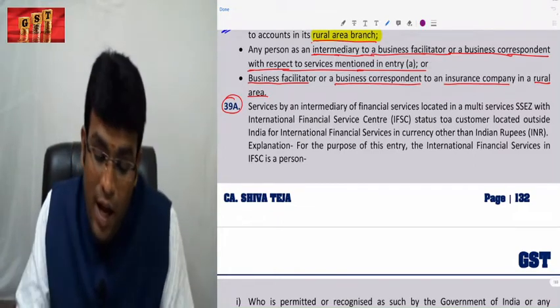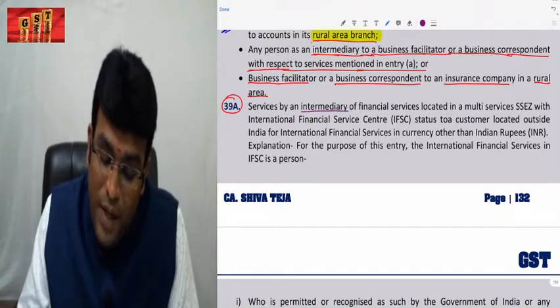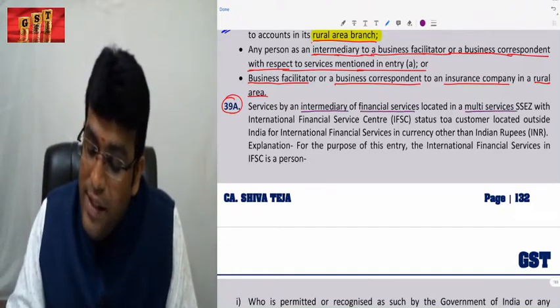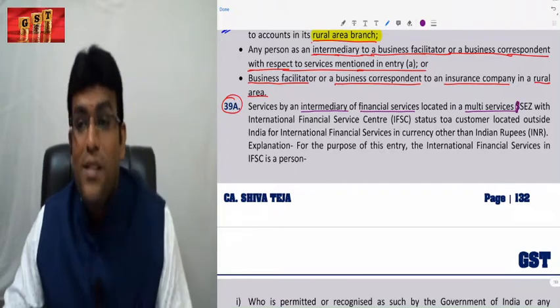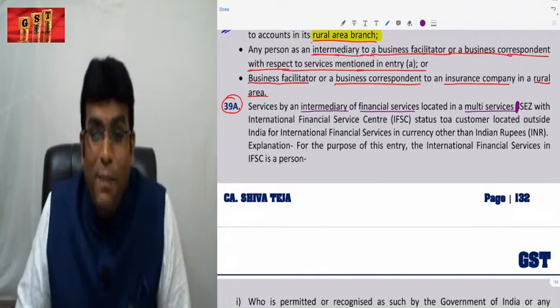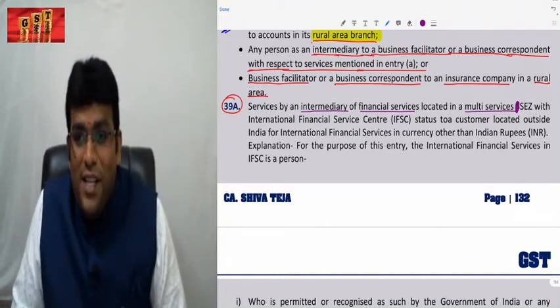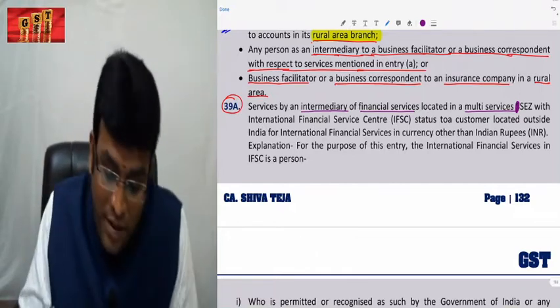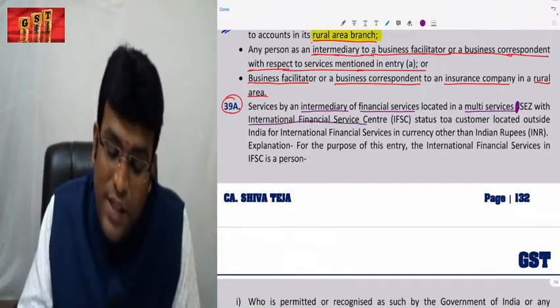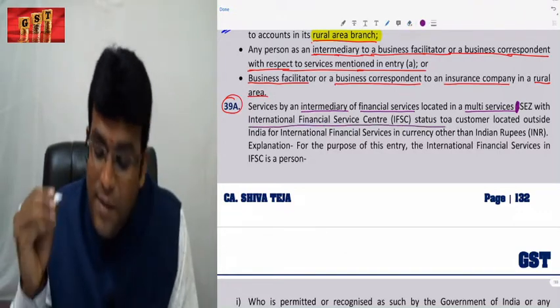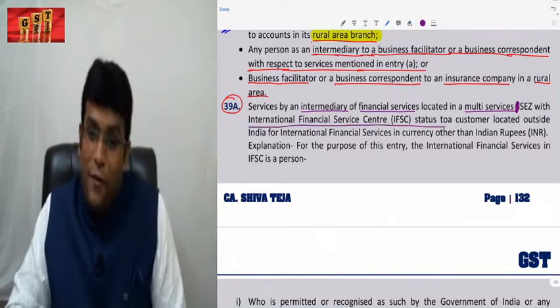Services by an intermediary of financial services located in a multi-services SEZ. SEZ stands for Special Economic Zone. Services by an intermediary of financial services located in a multi-services Special Economic Zone with IFSC status. I repeat one more time, what status, guys? IFSC status.